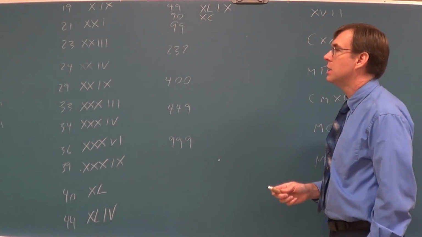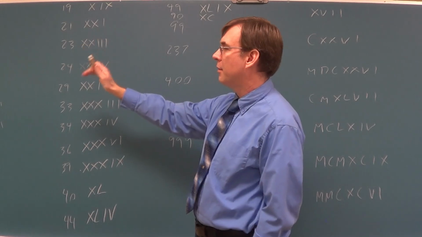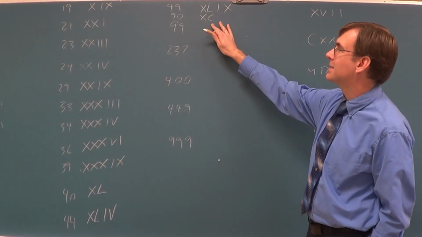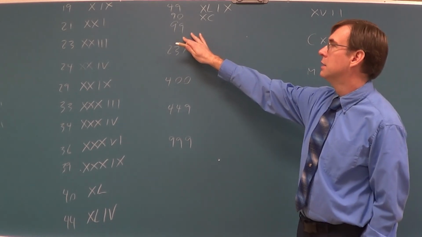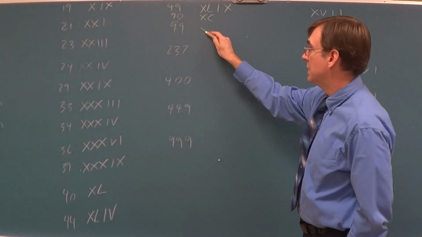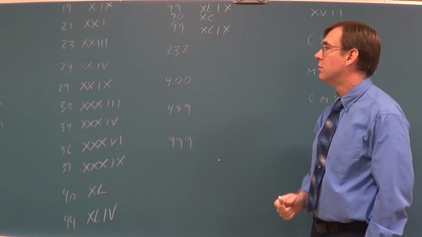So the only way you can get yourself a 90 and obey all these rules is to subtract 10 from 100. Subtracting 10 from 100 gets you to 90, so XC is how you build 90. So then let's build 99. To build 99 is XC to do the 90 part, and then IX to do the 9 part.